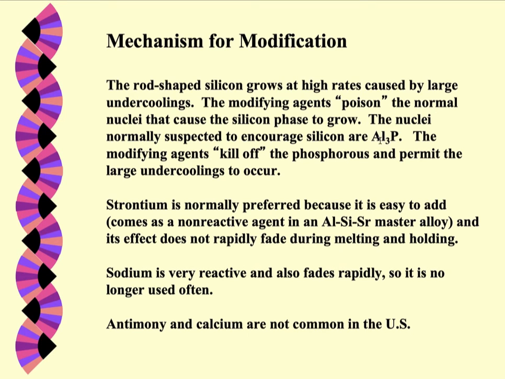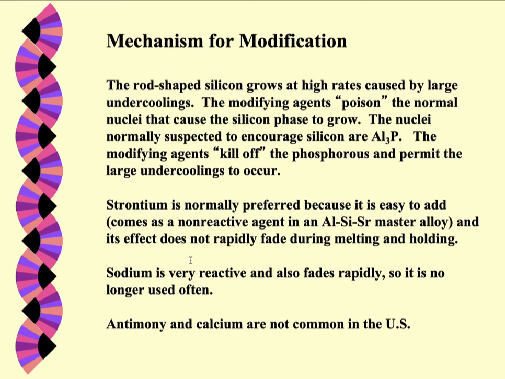The nuclei that normally does it is an Al3 phosphorus phase. So normally the nuclei, the little points that form, are this phosphorus aluminum alloy. The problem is that must be a flat plate, so it grows as a flat plate instead of a rod. Okay? So the modifying agents kill off the phosphorus, permit large undercoolings to occur so that we don't form big plates, we form nice rounded structures. Okay.